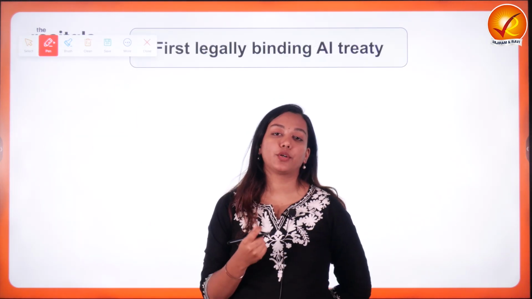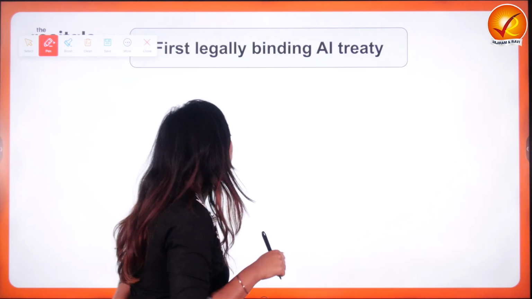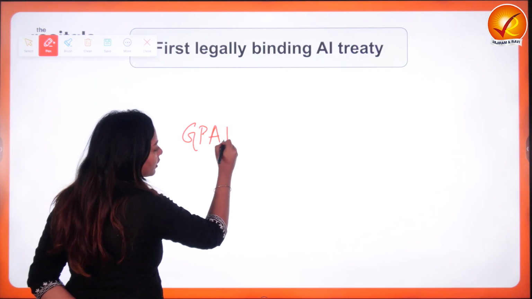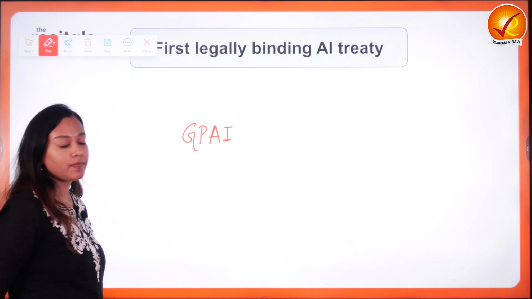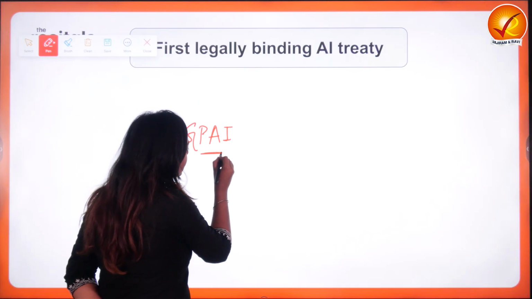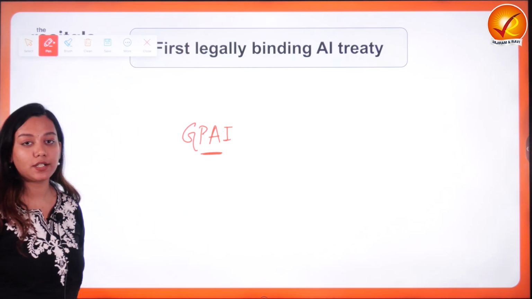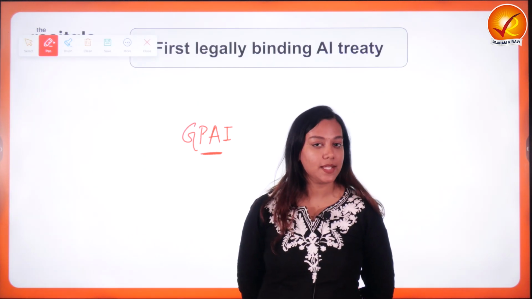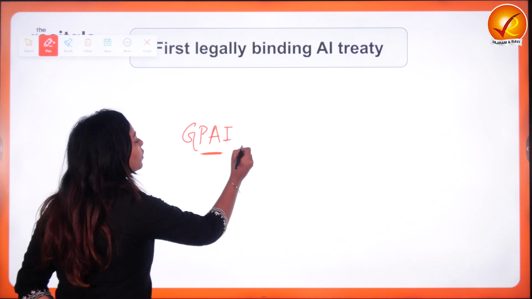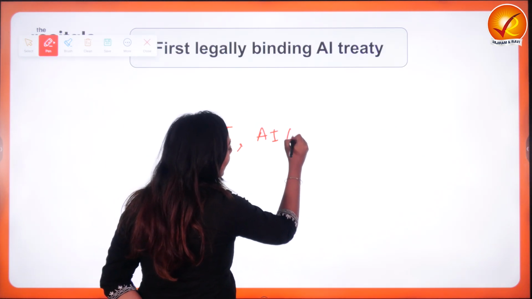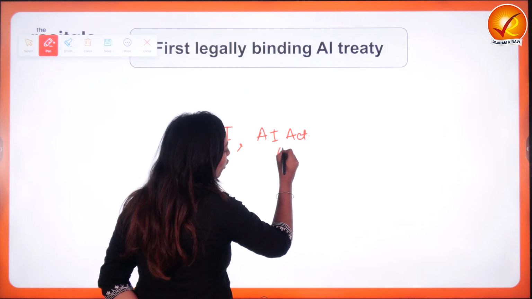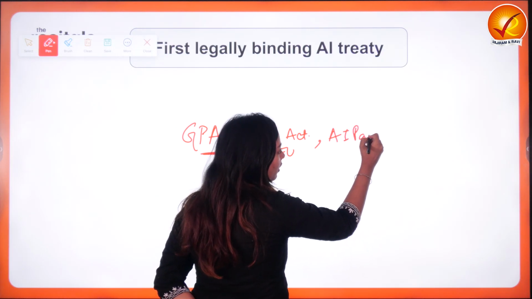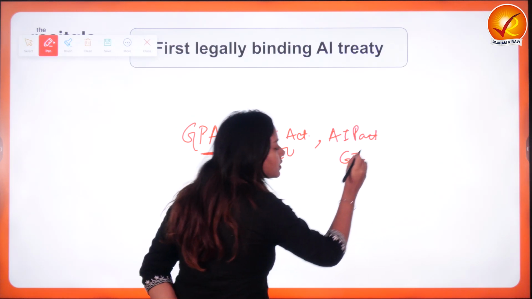Now, let's move on to another topic, a very interesting one, a very important one. See, do you know that we have got GPAI, which is Global Partnership on Artificial Intelligence? It contains working principles as to how to operate the artificial intelligence applications across the world and how to bring a consensus on artificial intelligence-based ethics. Fine. Then, what do we have? We have the AI Act of the European Union. Then, we have got the AI Pact between the G7 nations.